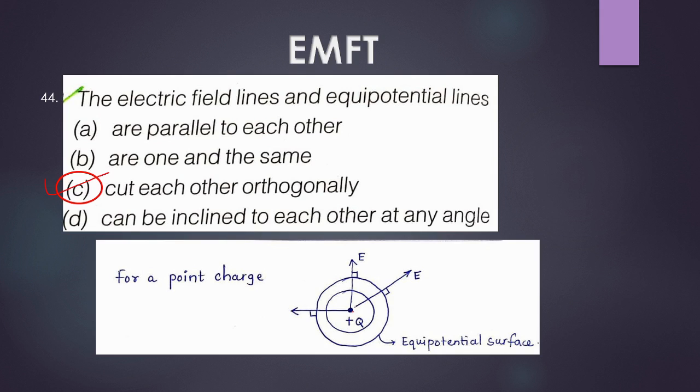Because you can see for a point charge, the equipotential surfaces are spherical surfaces, but the electric field is radially outwards. So it is forming 90° to the equipotential surface. So you can say electric field lines and equipotential lines are orthogonal to each other or cut each other orthogonally. So C will be the answer.